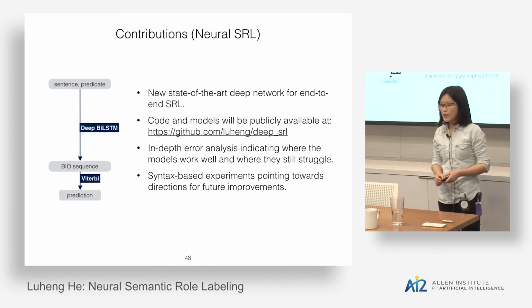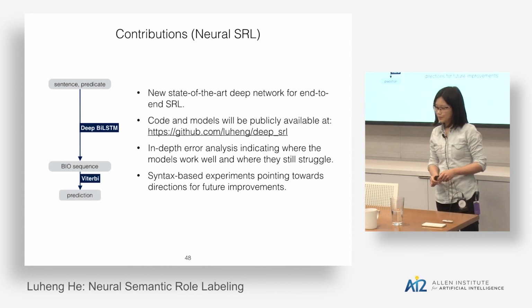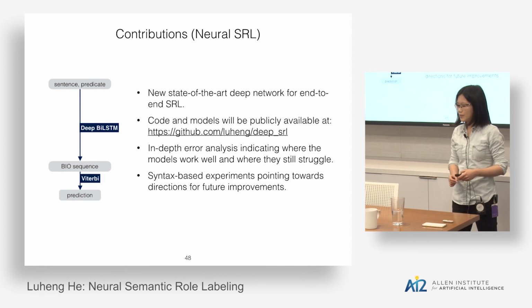So here's a summarization of this part. In this work, we proposed a new state-of-the-art deep network for end-to-end SRL. We will release code and model online, and people can play with it. We did in-depth error analysis, indicating where the model worked well and where it still struggled, and linked that to some non-linguistic phenomena. And we also did some syntax-based experiments pointing towards future directions.